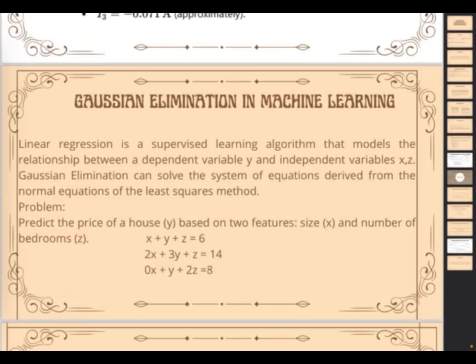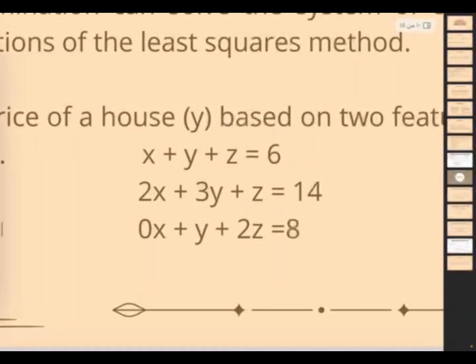Okay, Gaussian elimination in machine learning. Linear regression is a supervised learning algorithm that models the relationship between a dependent variable, which is in this case y, and independent variables, which are x and z. The problem here is to predict the price of a house, which is variable y, based on two features, which are size, variable x, and number of bedrooms, which is variable z. As we can see here, there are three equations.